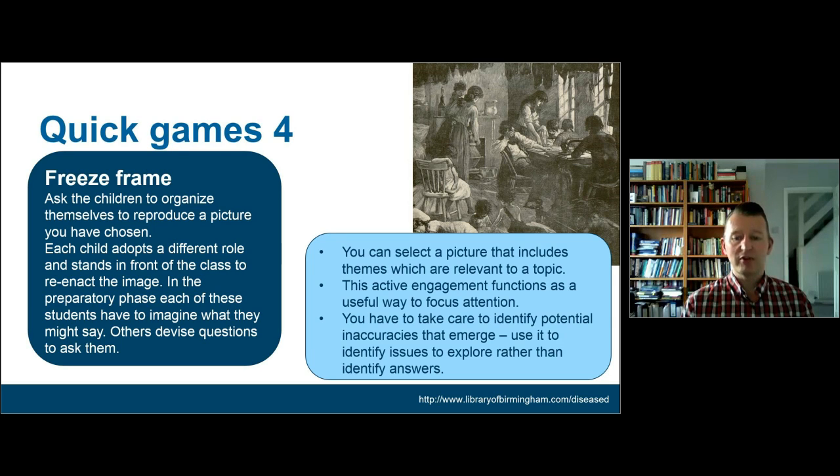The active engagement functions as a really useful way again to focus children's attention on the details. Because you've selected this because it illustrates certain themes which are important to you, it enables them to focus on those themes as well. The drawback is that you'd really have to take care to identify potential inaccuracies that emerge, because if you've got children who are effectively making up stories in response to this picture, you need to differentiate clearly between what's an accurate portrayal and what we are just developing as a fictional response to a picture.